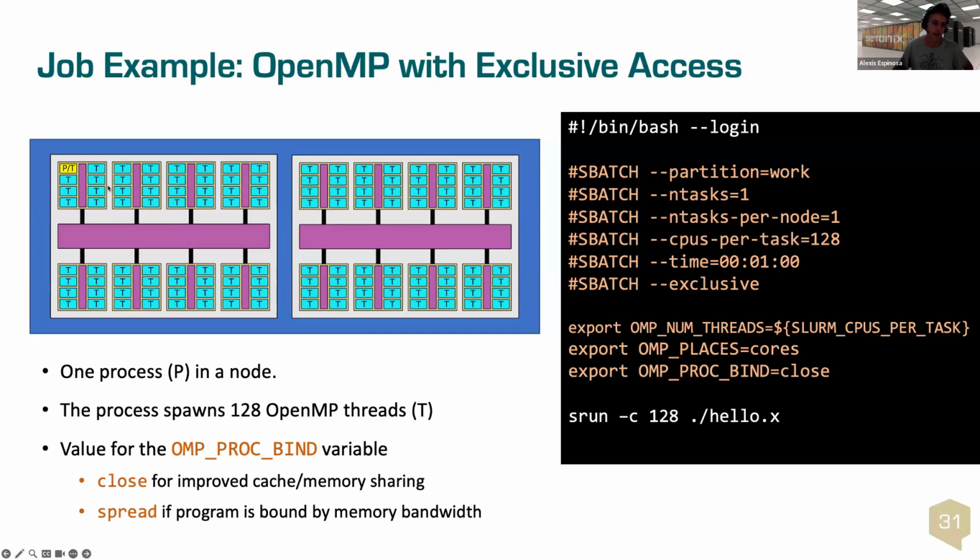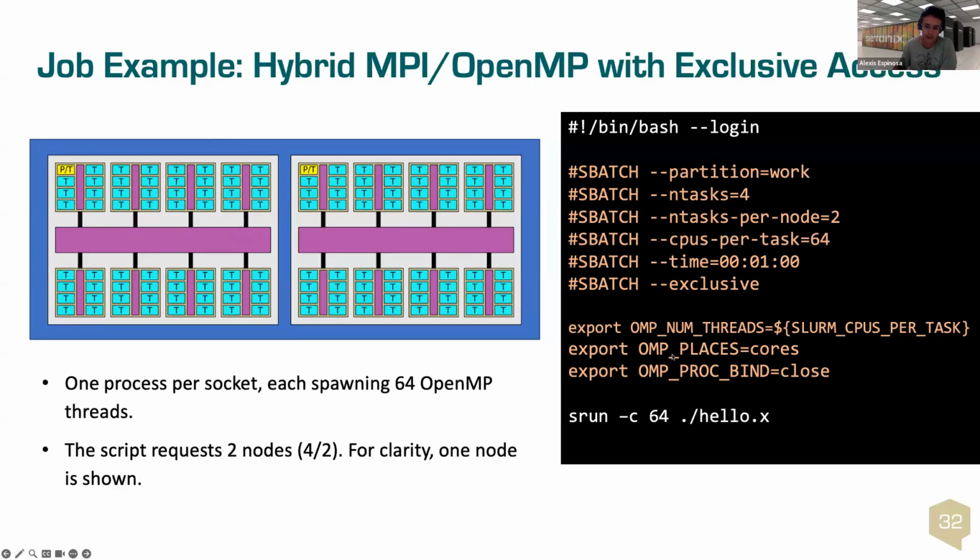And in the schematics of the node, this is the only task that is going to be executed in the master core, and then the 128 threads are being executed from this master thread to the rest of the cores available in the node via OpenMP. These other OpenMP settings I'm not going to touch at this point.